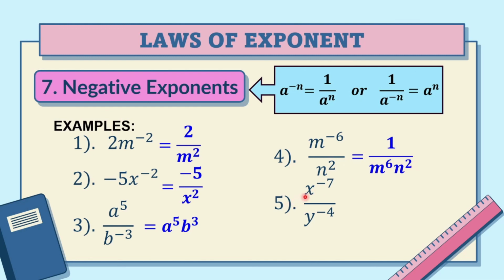And last example, we have x raised to negative 7 divided by y raised to negative 4. So, dalawa sila may negative exponent. Ang mangyayari, magpapalitan sila ng pwesto. Okay, so that will be y raised to 4. Okay, so from denominator, naging numerator, then positive exponent na yung 4, divided by x raised to 7 from numerator, naging denominator, then nag-change na yung sign ng ating exponent. So, yan ang ating negative exponents.